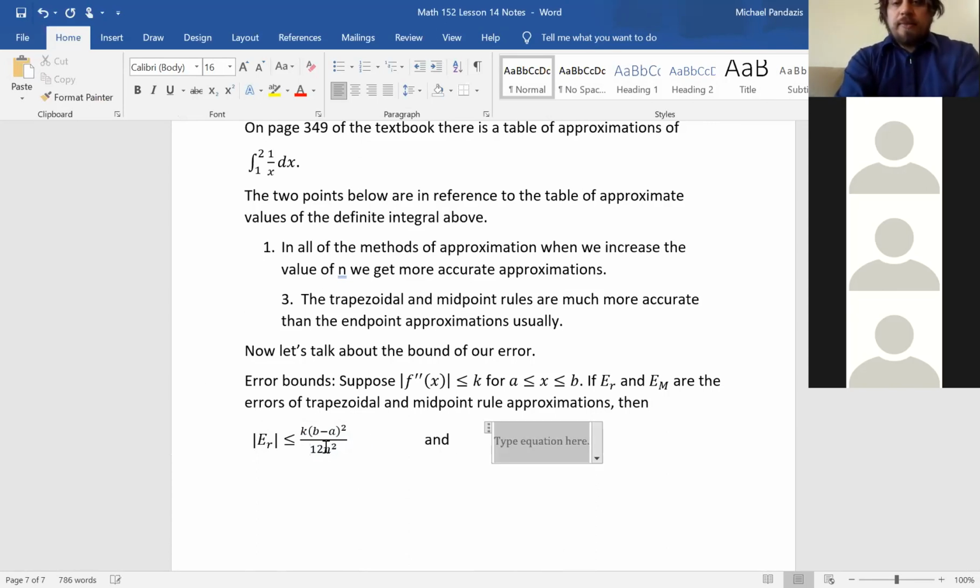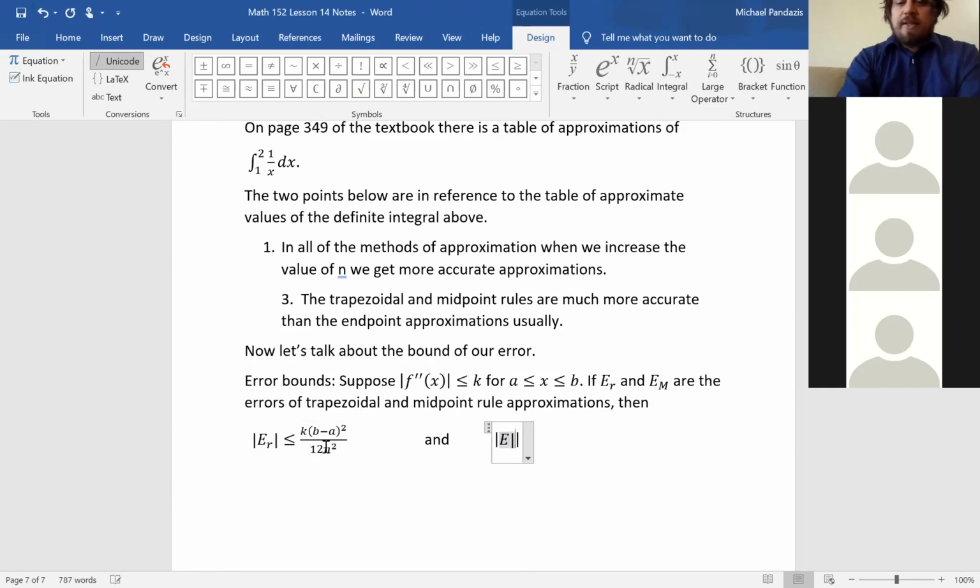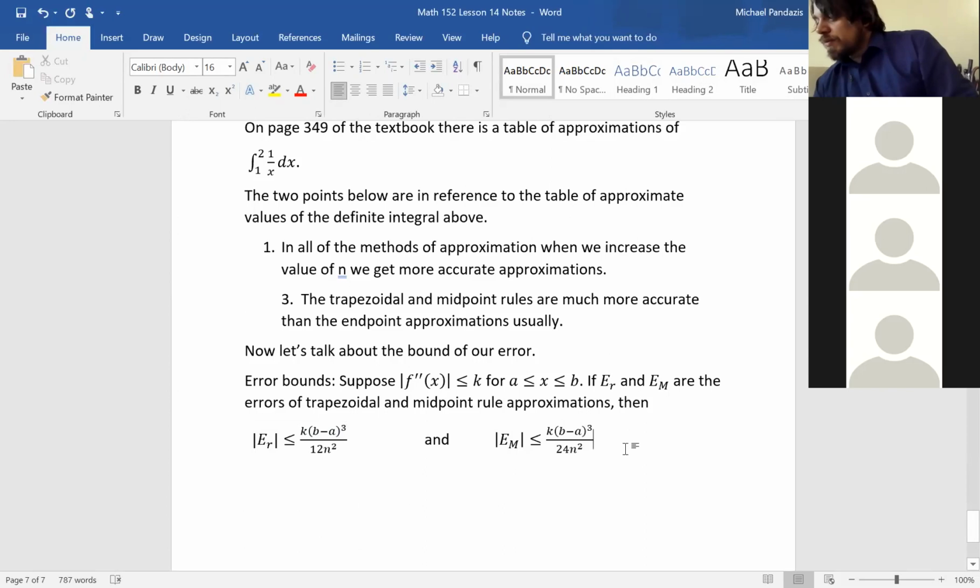And the absolute value of E sub M, the error in the midpoint rule approximation, is less than or equal to the fraction K times (b minus a) cubed over 24n squared. Yes, it is cubed. Thank you. Okay, fix that.